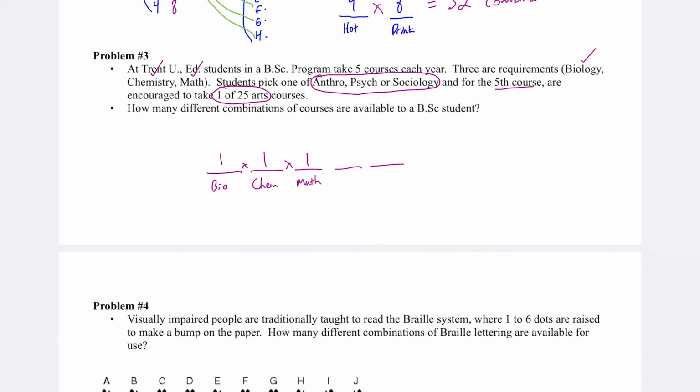And then you have the ologies, we'll call them. Okay? Because it's anthropology, psychology, and sociology. And there you have 3 options in there. Okay? And then for the arts course, you have 25 options. So in total, you have 75 options for your year.